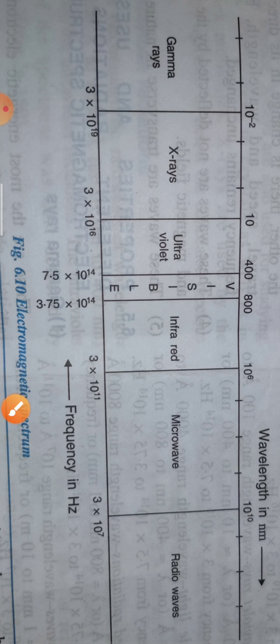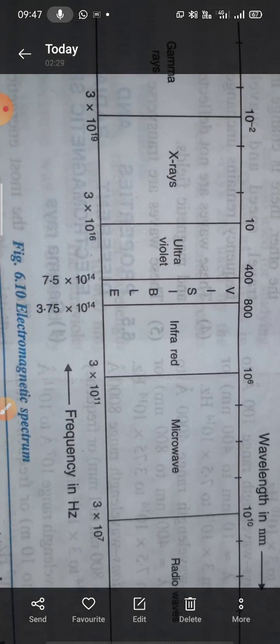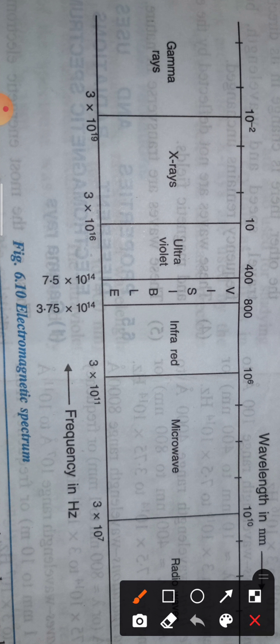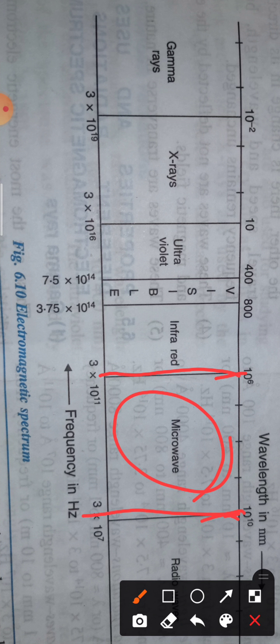So electromagnetic spectrum consists of gamma rays, X rays, UV rays, infrared, microwave, and radio waves. Actually we name them according to their property. Suppose the waves which have wavelength from 10 to the power 6 nanometer to 10 to the power 10 nanometer show a particular property, so we gave them a name. We name them as microwave.